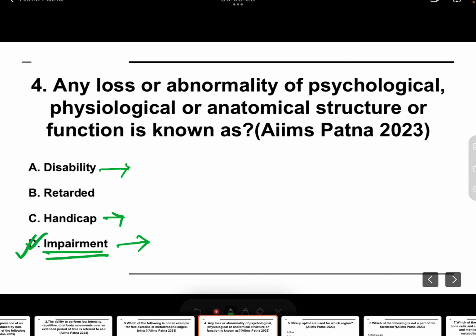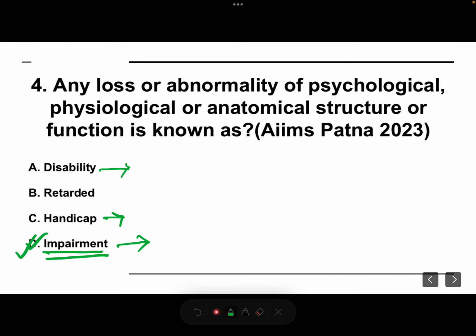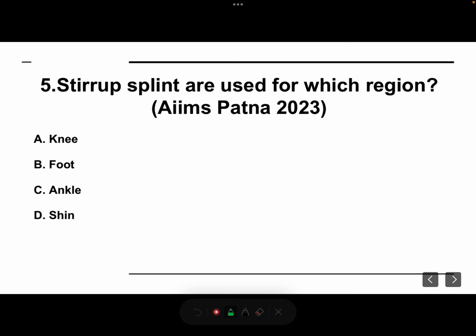Next, we come to question number 5. Stirrup splints are used for which region? Option A, knee. Option B, foot. Option C, ankle. Option D, shin. Here the correct answer is ankle.